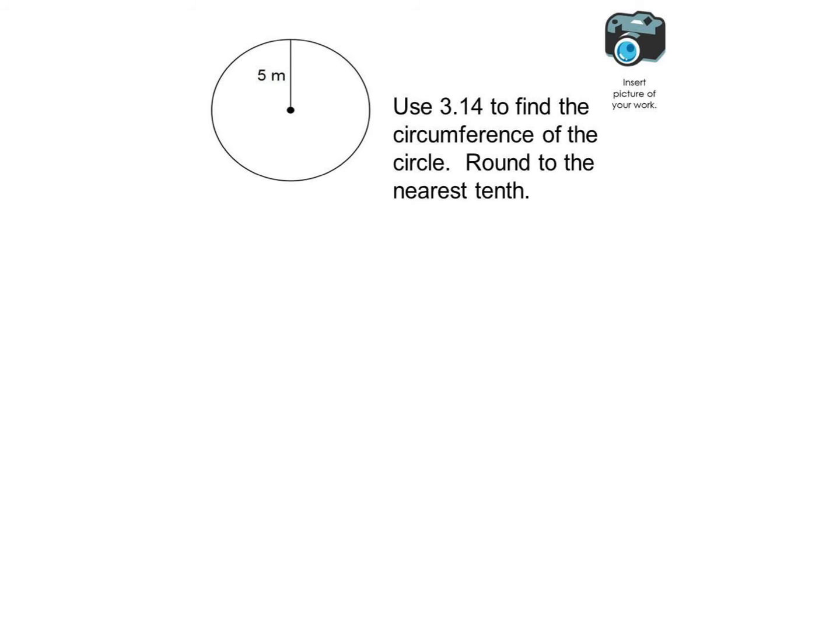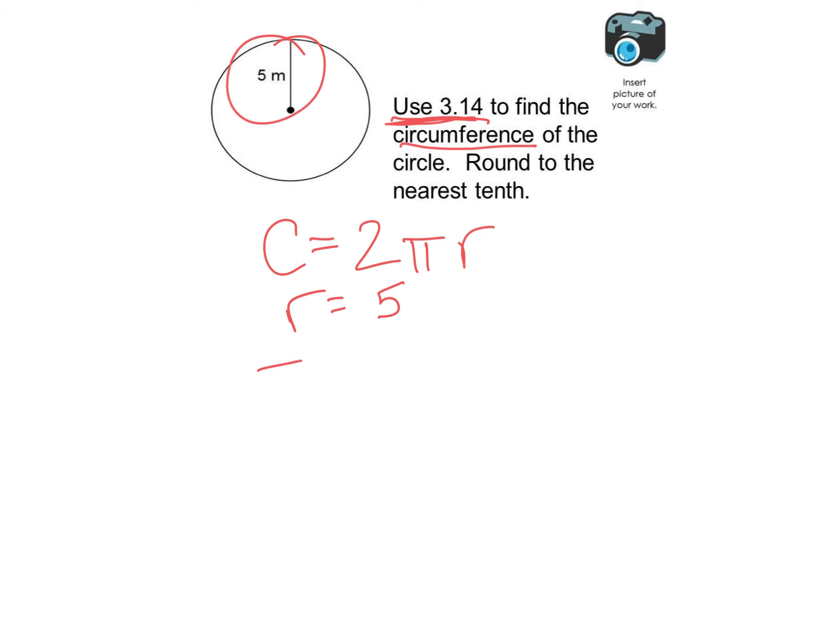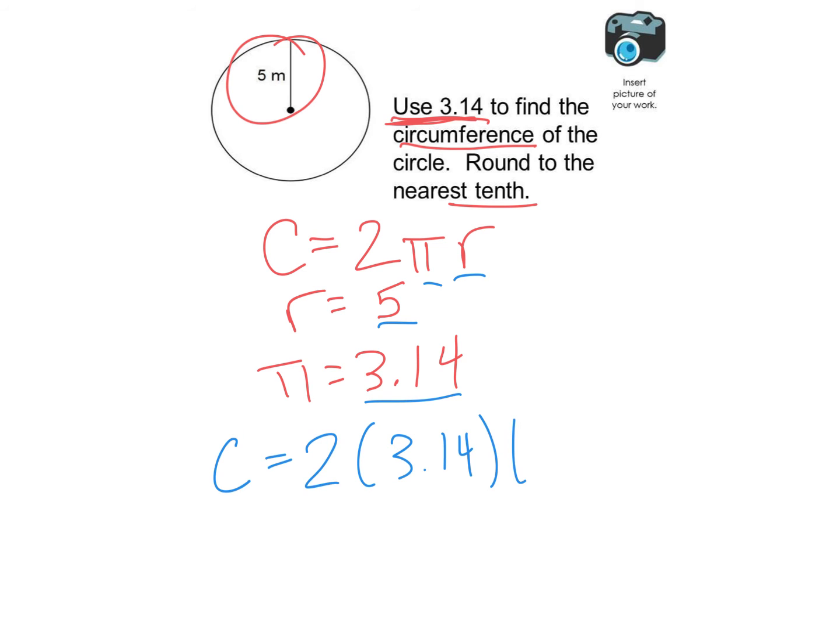Okay, so they tell you right here, use 3.14 to find the circumference of the circle. So we need our formula. Circumference equals 2 pi r. They give me r equals 5. They tell me to use the approximation of 3.14, and to round to the nearest tenth. So I'm going to substitute 5 in for r, and 3.14 for pi. So C equals 2 times 3.14 times 5.